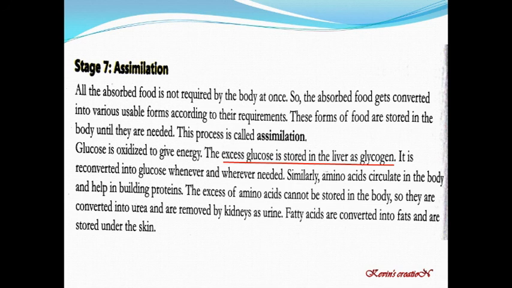Similarly, amino acids circulate in the body and help in building proteins. Now, the amino acids which are left, which are not utilized, cannot be stored in the body, so they are converted into urea, and this urea is removed by the kidneys when we urinate. And the last thing here, fatty acids are converted into fats and stored under our skin. So this is all assimilation.